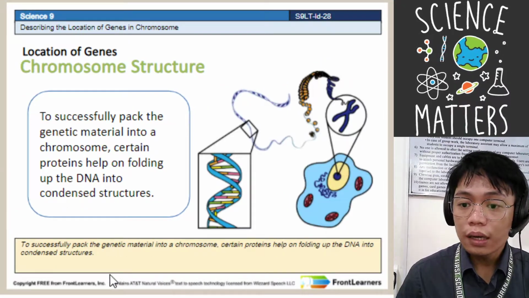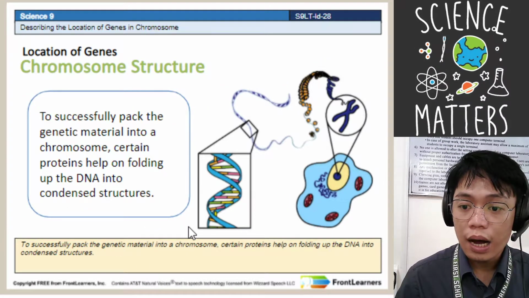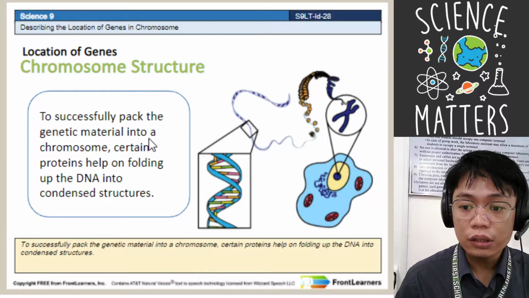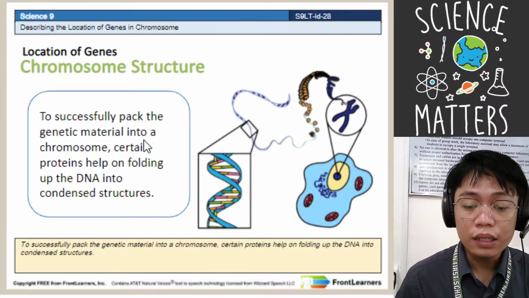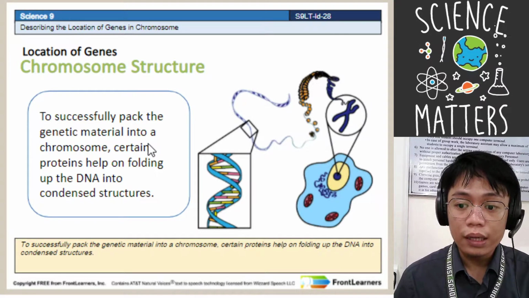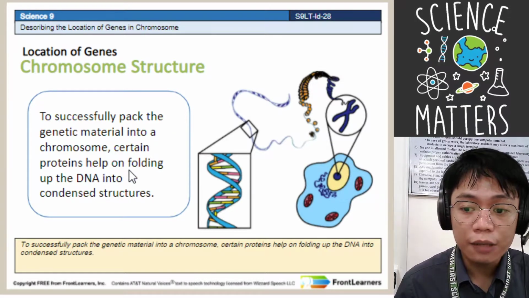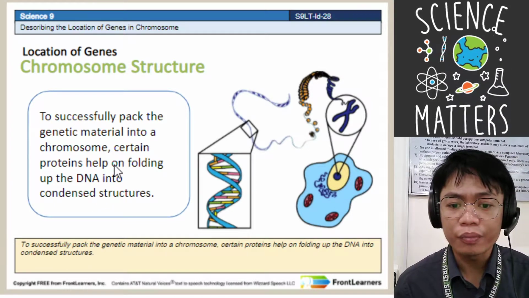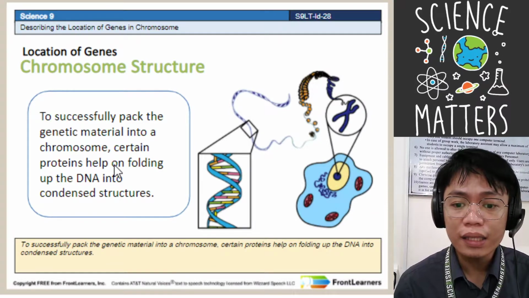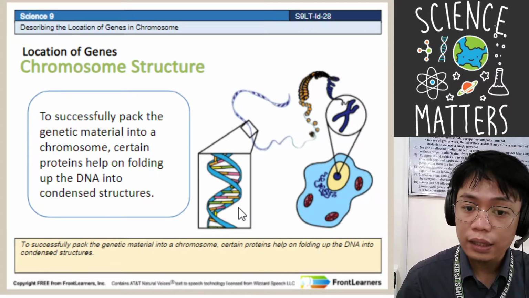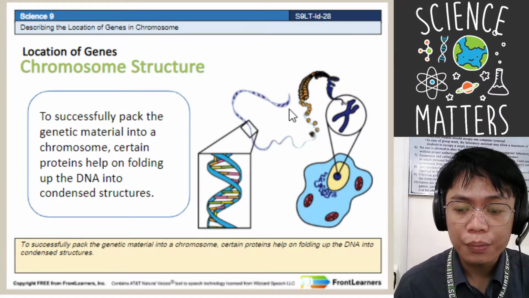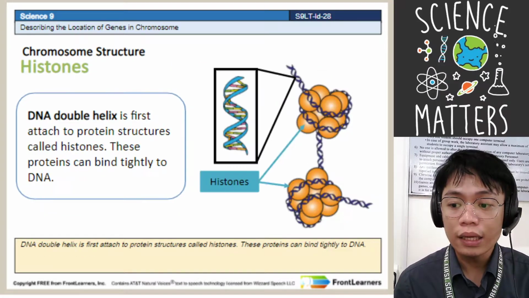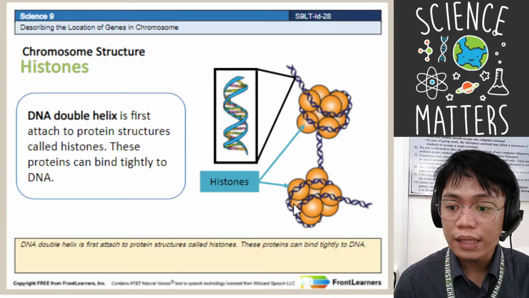Now, to continue, the chromosome structure is a pack of genetic material that contains the DNA. It also contains a certain protein that helps in folding up the DNA structure. Okay, paano nga ba na-form yung chromosome? Bakit kaya from that of chromatin or itong DNA na to, paano nagiging chromosome? So, merong tumutulong na protein. Ang tawag sa protein na yon ay histone. Okay? So, this is a histone.